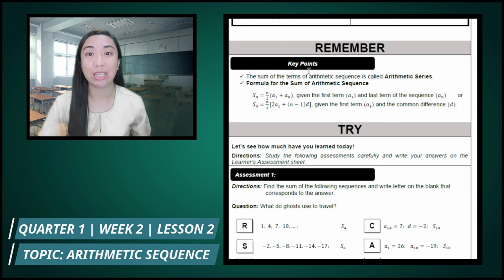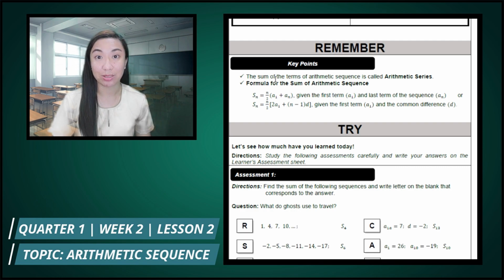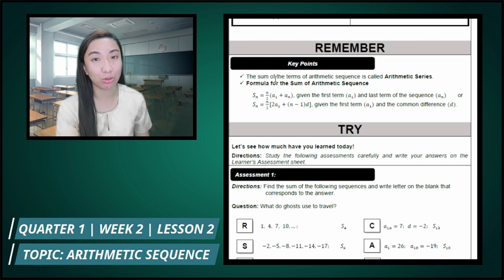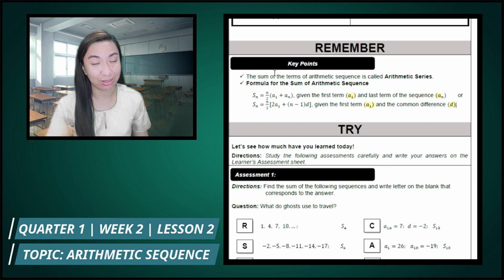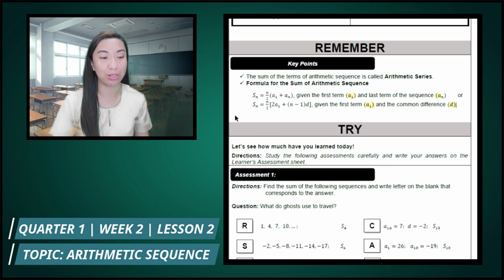Okay? So, remember, these are the key points that you need to remember. The sum of the terms of an arithmetic sequence is called arithmetic series. So, if the given problem asks you to take the sum or you're asked to add all the terms in an arithmetic sequence, then that is a problem about arithmetic series. Of course, the formula for finding the sum of an arithmetic sequence is shown below. There are two of them. So, when are you going to use the formula? If in the given problem, a sub 1 and a sub n are given, then you will use the first formula. If in the problem the first term and the common difference are given, then you can use the second formula. Either one, whichever is more convenient to use, depending on what is given.